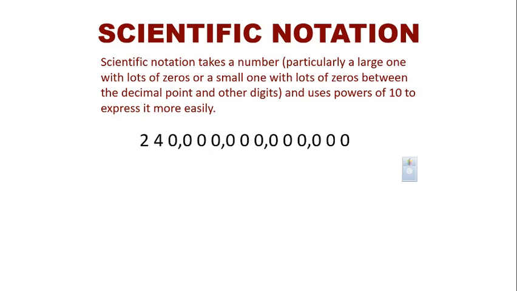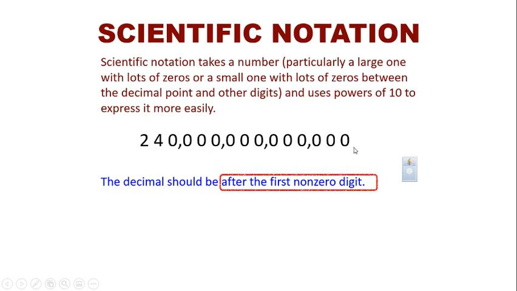So it takes a very large number and makes it into a small number, or a very small number and makes it into a large number, so you can read it. It's a standard notation. So let's take a look at this number here. It's 240 trillion. When there's no decimal indicated, the decimal is at the end. What we want to do is move the decimal to the first non-zero digit on the left.